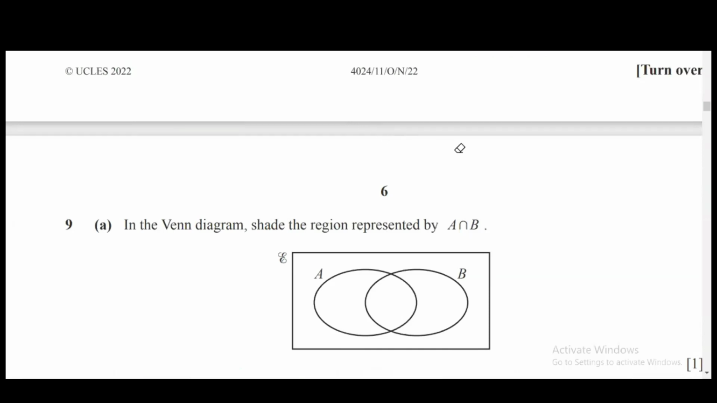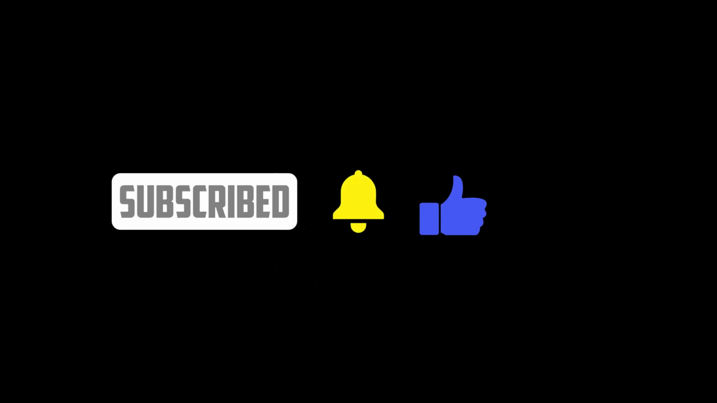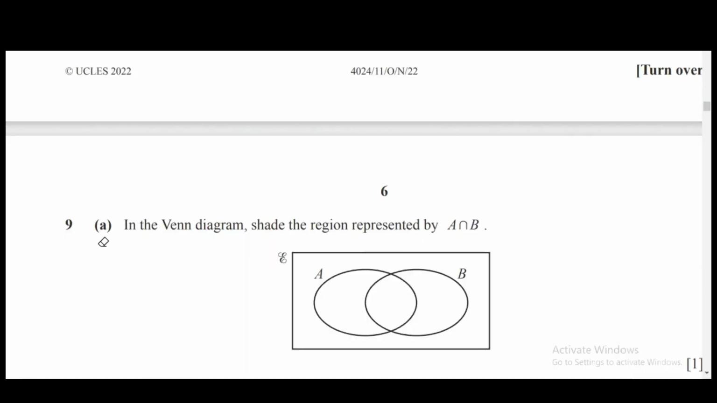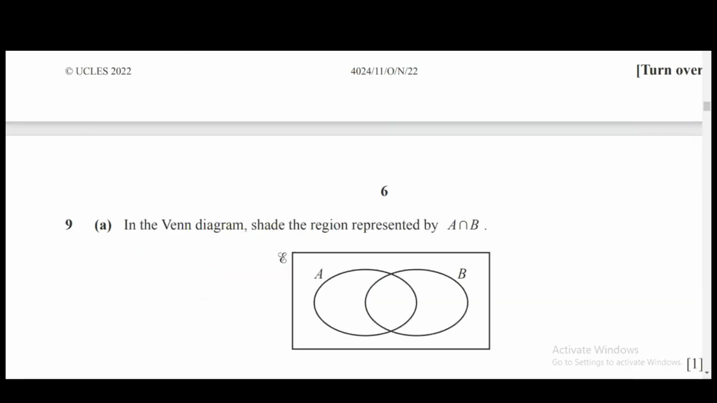In this video, I'm going to explain how to attempt the topic set question of year 2022. I have taken 4024 paper 1, variant 1 of November 2022. There is question number 9 for this series. I will explain how to attempt this question, and then I will explain how to attempt question number 4 from 4024, paper 2, variant 2 of 2022.